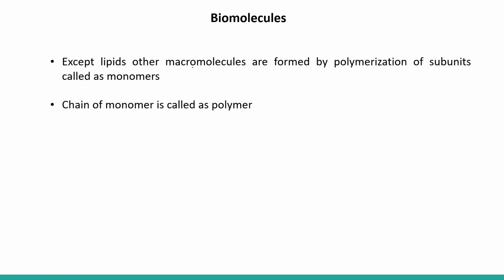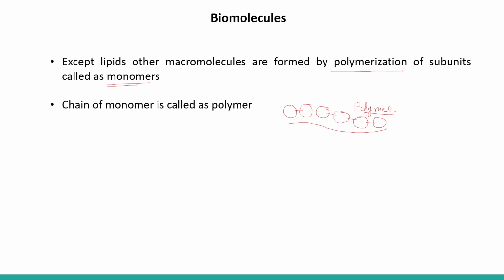Except lipids, other macromolecules are formed by polymerization of subunits, and these are monomers. So suppose this is one monomer, this is the second monomer, this is the third monomer, this is the fourth, and all these are joined together with the help of some bonds. Then it forms a string-like structure, and it will be considered as a polymer.